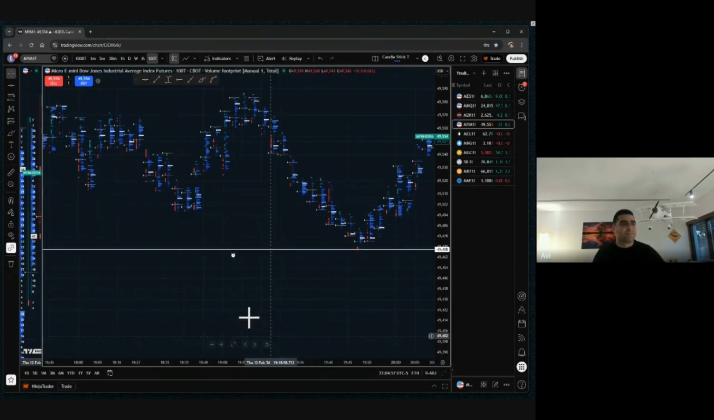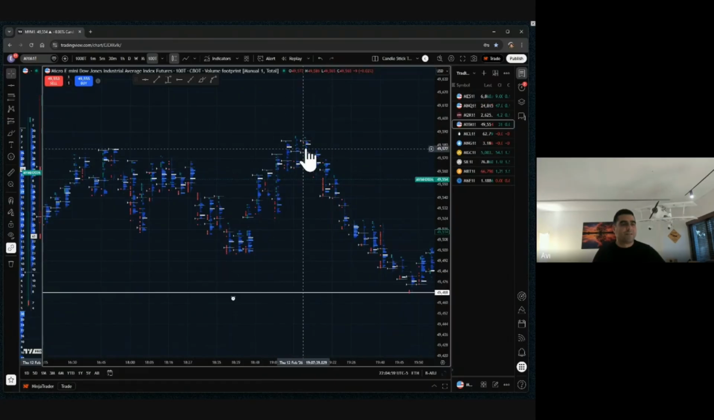Let's see if we can do that. You might find an imbalance up here. You can see just zooming out, looking at this at the top, all of these, you're getting green highlights, right?